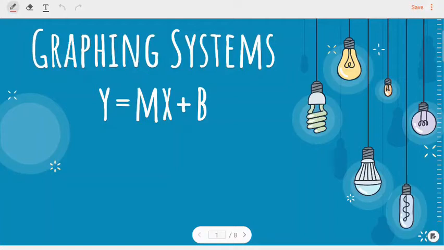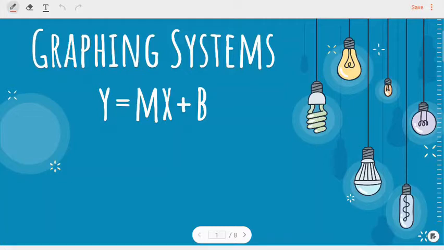In this video, we're going to talk about graphing systems. So how do we go from just the equations to determining what the solution is? One method that we're going to talk about for this unit is to graph them.